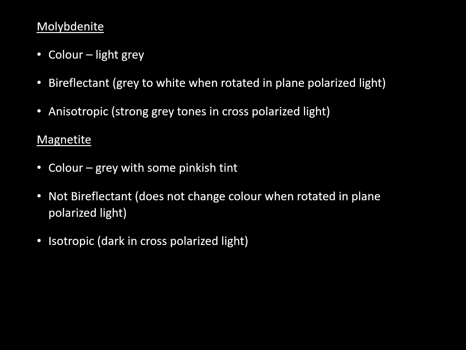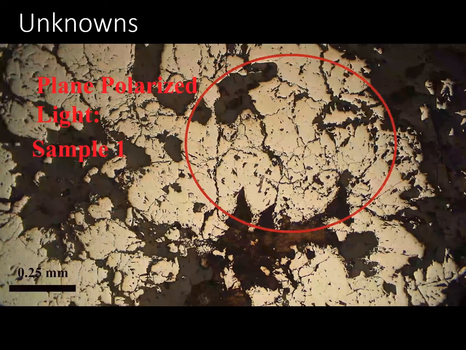So you might have noted that a number of these minerals are gray, and it's because I want to highlight how we use the other properties, like whether it's anisotropic or bireflectant, to identify the minerals. So the list of samples I went through before are going to be in these videos somewhere, but not necessarily in the order that we went through.